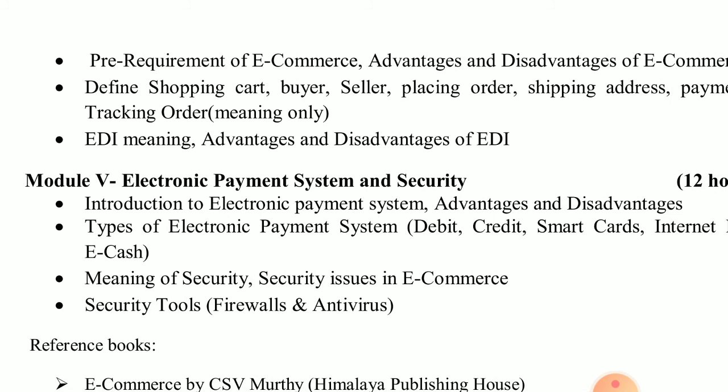Choose any one. Then meaning of security. See, when you are paying your bills electronically, you need security for that. So meaning of security, and security issues in e-commerce. If you are using the e-commerce technology, what are the issues that come in that technology, we'll discuss here. Then security tools, there are two security tools, firewalls and antivirus. See here, if you don't want to lose your data, we need security for that. So firewalls and antivirus will protect your data.